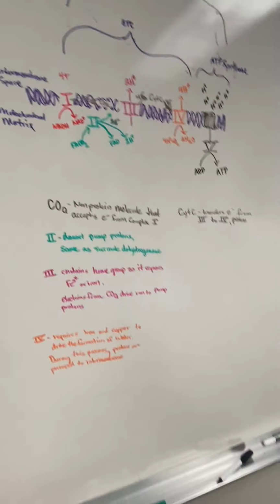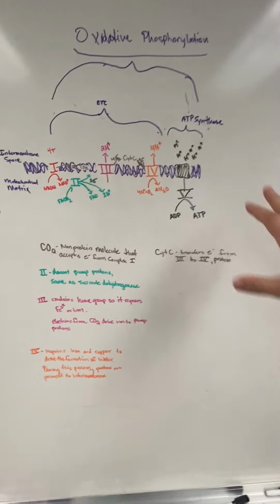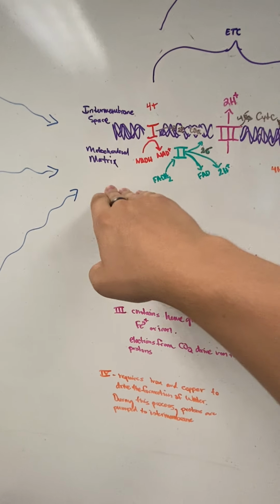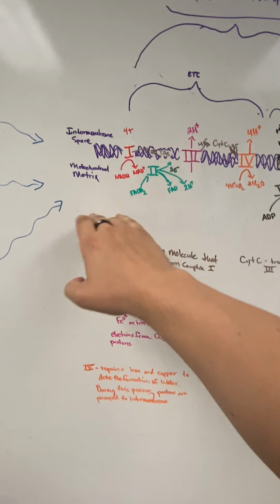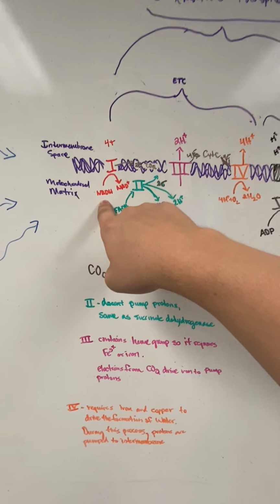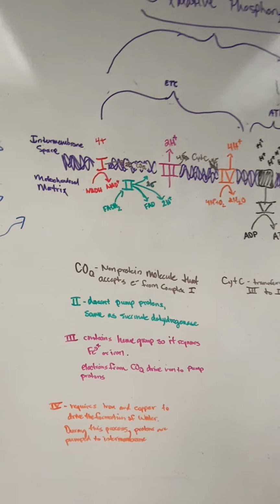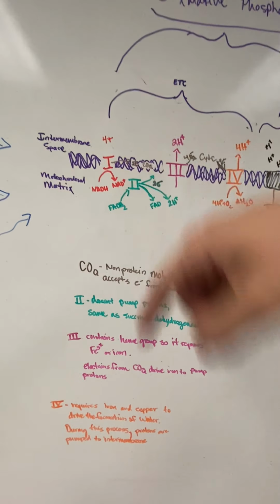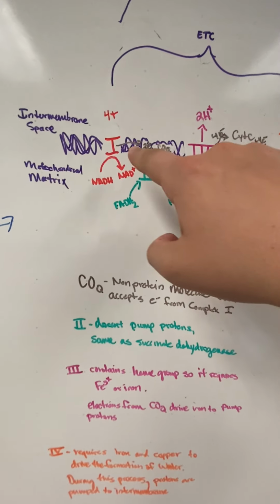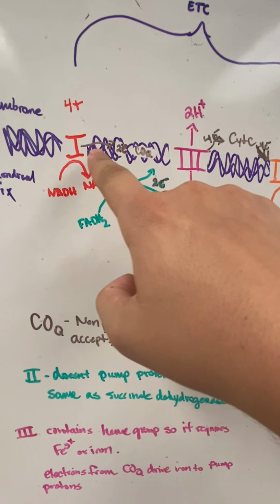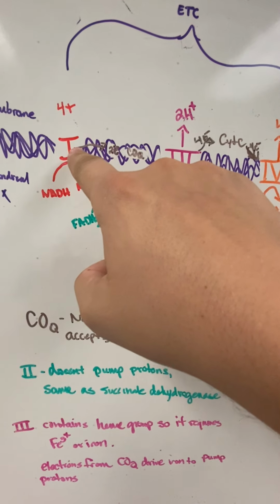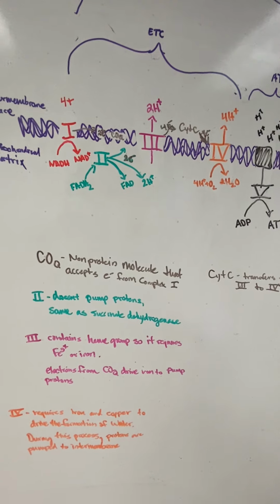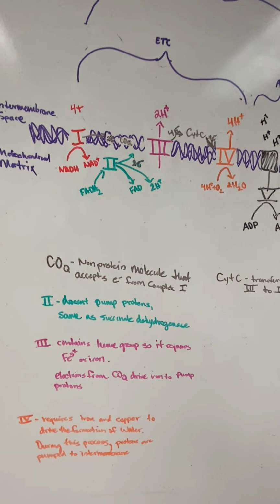So I'm going to try to explain this messy picture for you guys, and then we'll summarize everything. On this side is the intermembrane space. On this side is the mitochondrial matrix. So in complex 1, we have the NADHs, and they turn into NAD plus, and they pump protons through. They also donate 2 electrons to CoQ. And I'll talk about CoQ after I get through the second one.